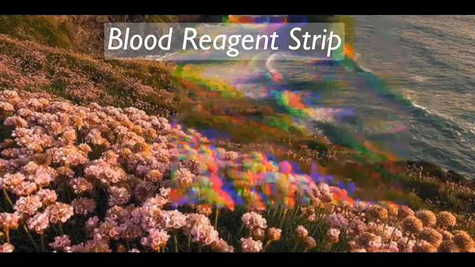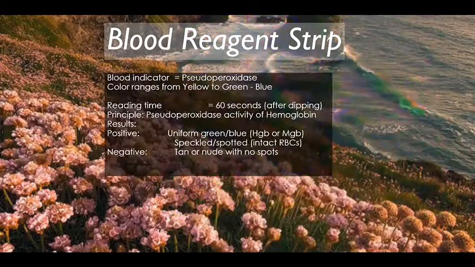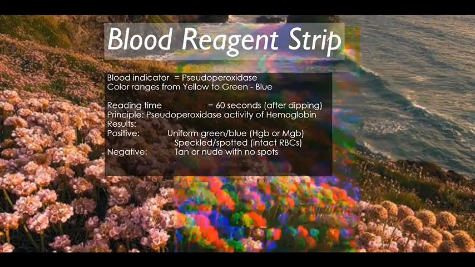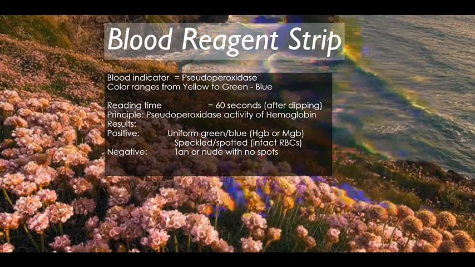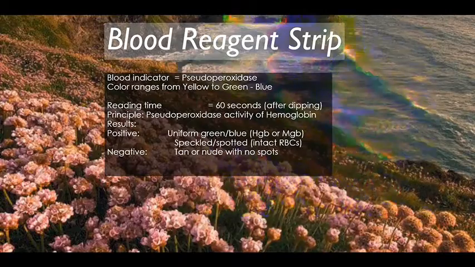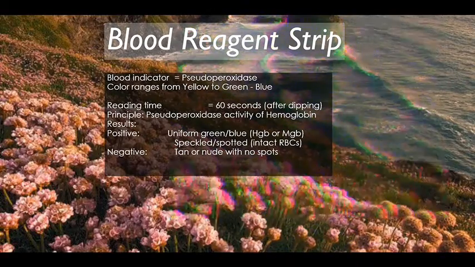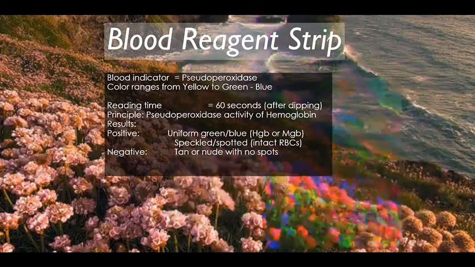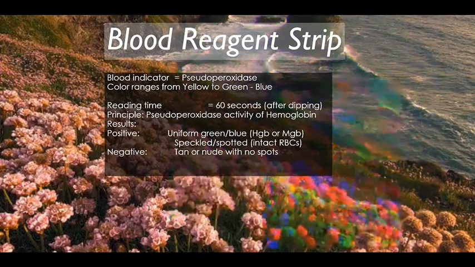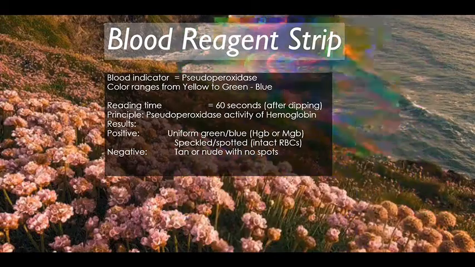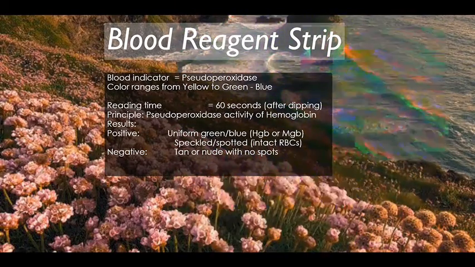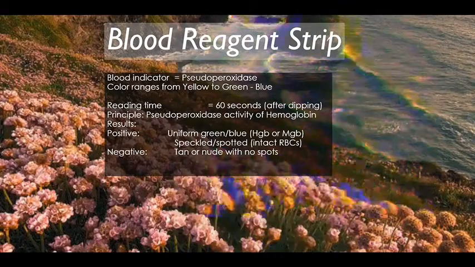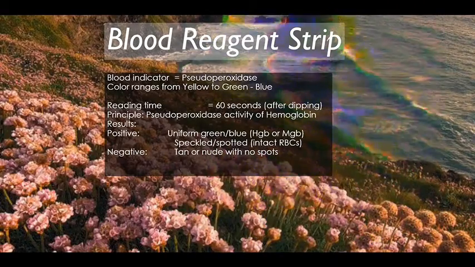Here we have the reagent strips for blood. The blood indicator is pseudoperoxidase. The color changes correspond to the urine specimen's number of blood cells per microliter at the reading time of 60 seconds after dipping. Its principle is the pseudoperoxidase activity of hemoglobin. The positive result is uniform green or blue for hemoglobinuria or myoglobinuria, and spotted or speckled in intact RBCs. The negative result is tan or nude with no spots.